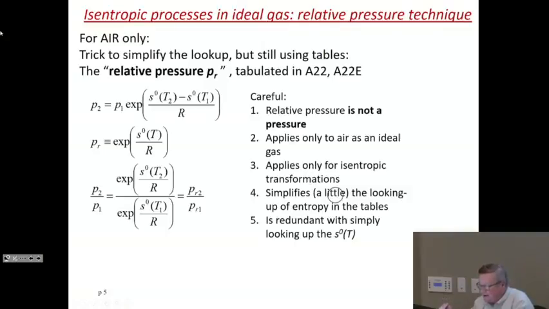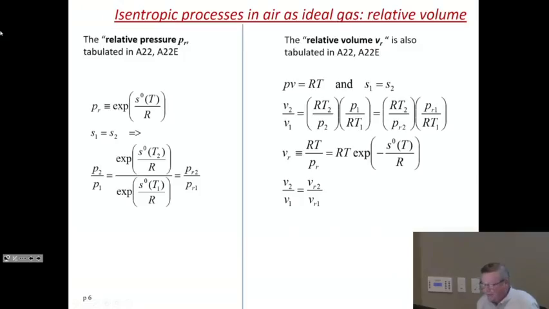It simplifies a little bit the looking up of entropy in the tables, and it's completely redundant as far as information goes with looking up S naught of T. But it's commonly used. And one can do exactly the same thing with the relative volume. So this is the definition of relative pressure. You can define yourself a relative volume in the same way and come up with the same set of equations. And this too is tabulated in A22E, just like this one is tabulated in A22 or A22E.